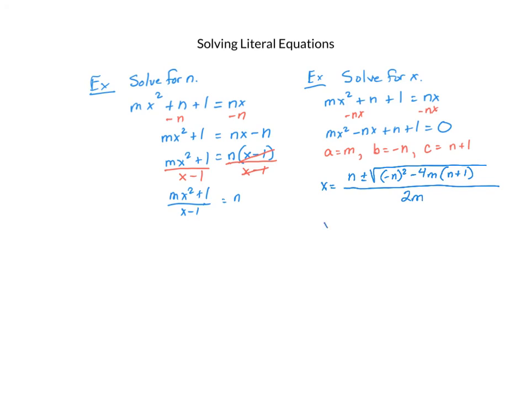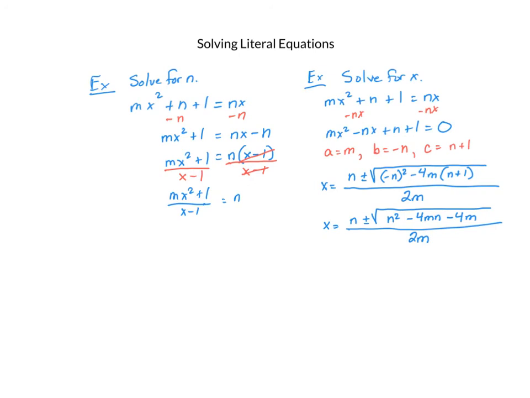And then we need to do any simplifying that's possible. So underneath the radical sign, I do have some things I need to do. So we have n plus or minus the square root of n squared. And now let's distribute the negative 4m. So we have minus 4mn minus 4m. All of that divided by 2m.